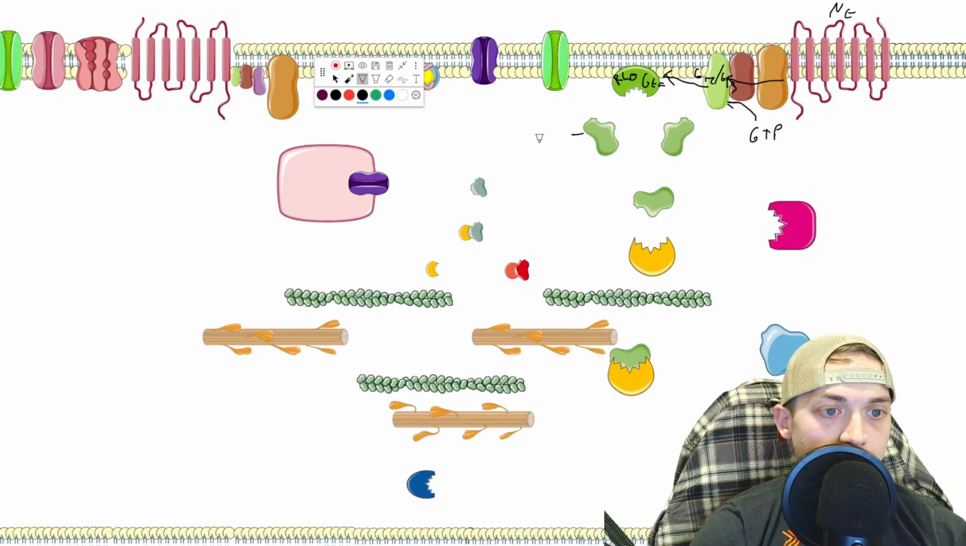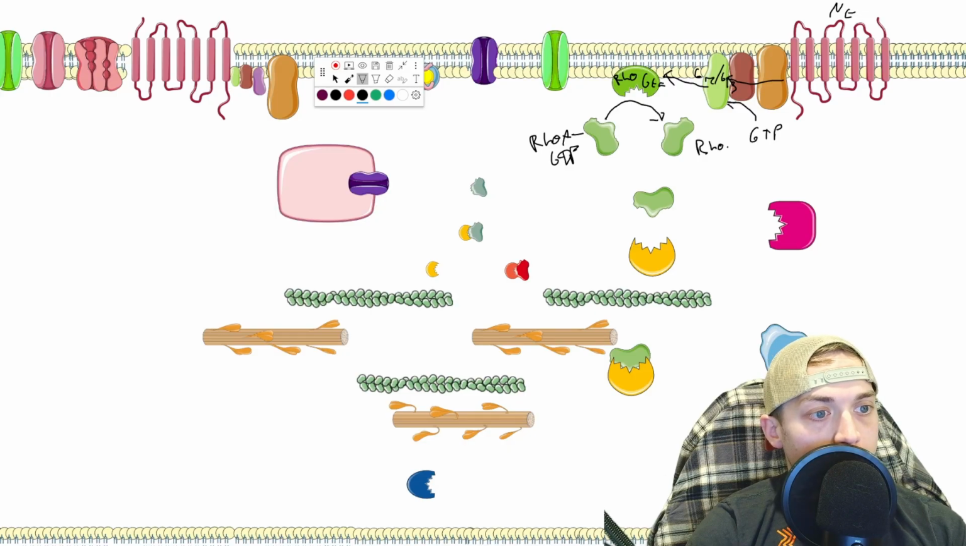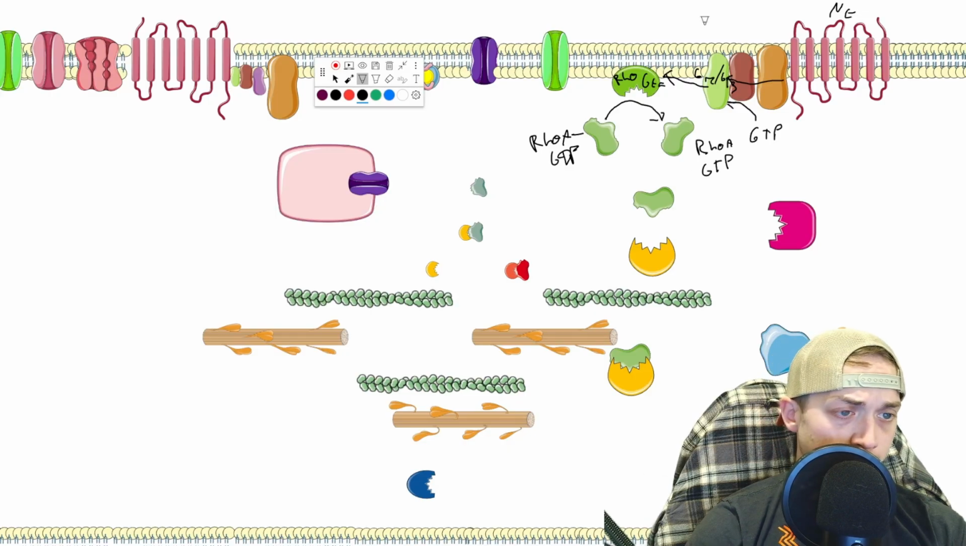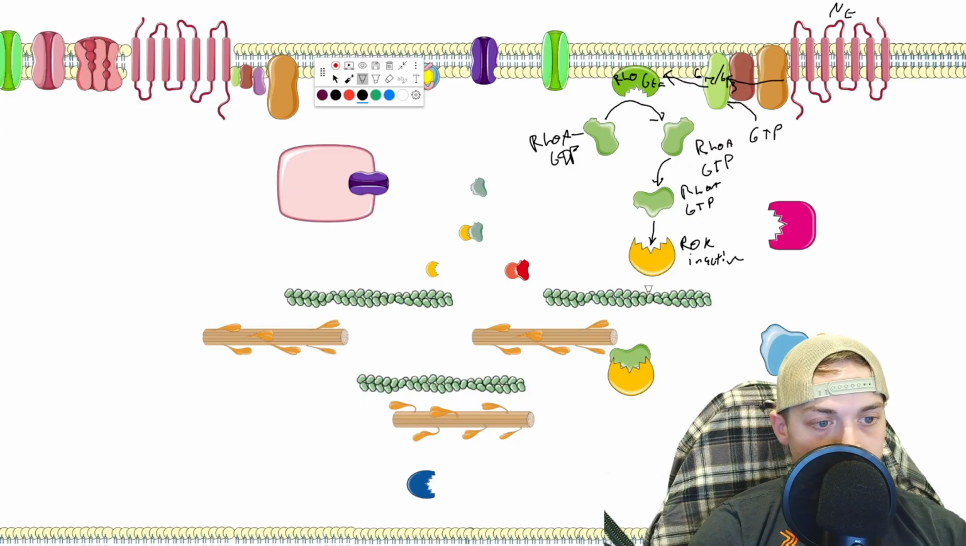ROGEF. Remember, this is the Rho guanine nucleotide exchange factor enzyme. And then over here, we have Rho A with a GDP. And this ROGEF enzyme is going to cause that Rho A GDP to become Rho A GTP. Now, once this becomes Rho A GTP, it's going to combine with our Rho kinase or our ROK enzyme. This is the inactive. And then once they combine, it's going to become the ROK active enzyme.